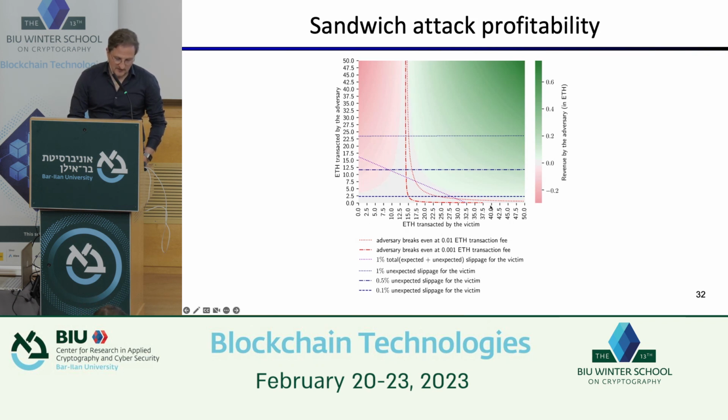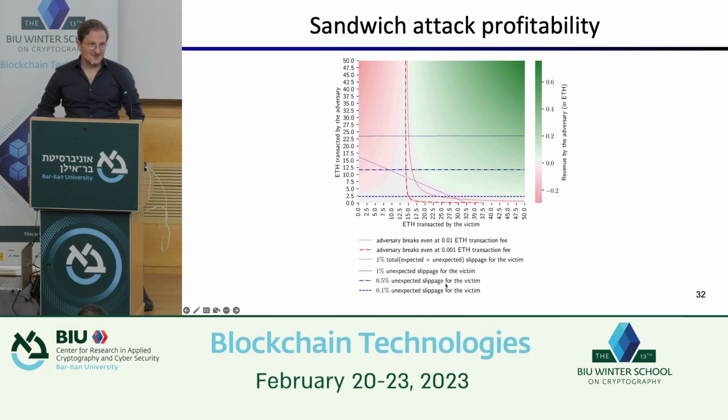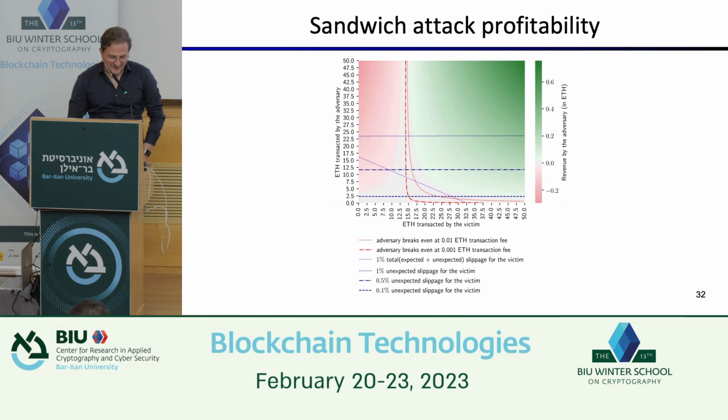So let's say the victim is transacting 40 Ether, right? Then the adversary probably only needs about 12.5 or 25 Ether to be in this green zone, where the revenue of the sandwich adversary is positive. You can always look at different slippage settings as well for the victim. And so we have here these 3 lines for the unexpected slippage that the victim is willing to take. This actually answers also your question implicitly on whether this is the unexpected slippage.